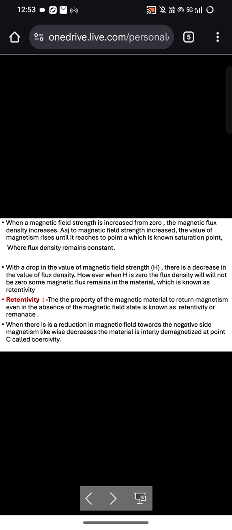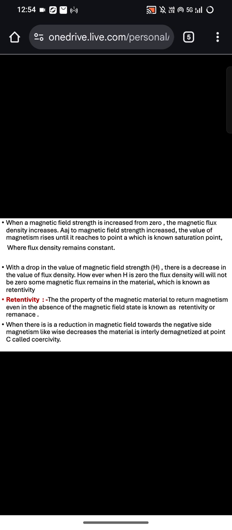When the magnetic field strength is increased from 0, the magnetic flux density increases. As the magnetic field strength increases, the value of magnetism rises until it reaches a point known as the saturation point, where the flux density remains constant. With a drop in the value of magnetic field strength, there is a decrease in the value of flux density. However, when H is 0, the flux density will not be 0. Some magnetic flux remains in the material.